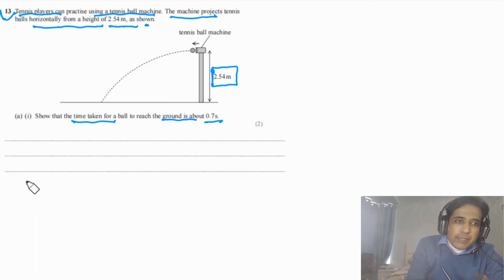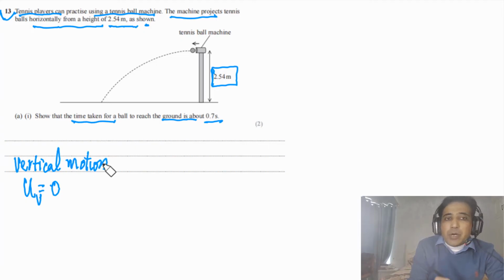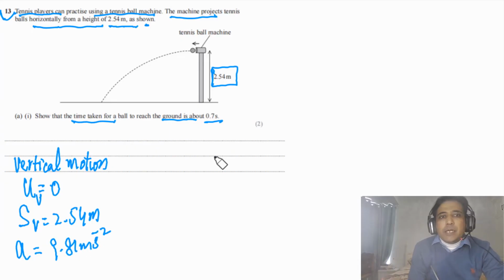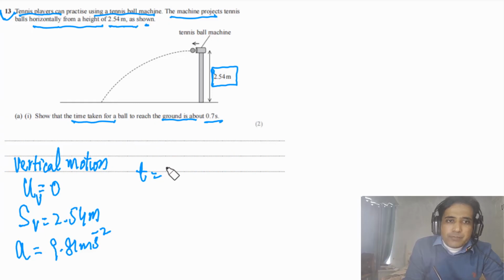For vertical motion, we have the initial vertical velocity that is equal to 0. We have to consider vertical motion because we don't have enough information about horizontal motion. We have the vertical displacement sy equal to 2.54 meters, and also the vertical acceleration equal to 9.81 meters per second squared. We need to find out the value of time. So how can we find the value of time?